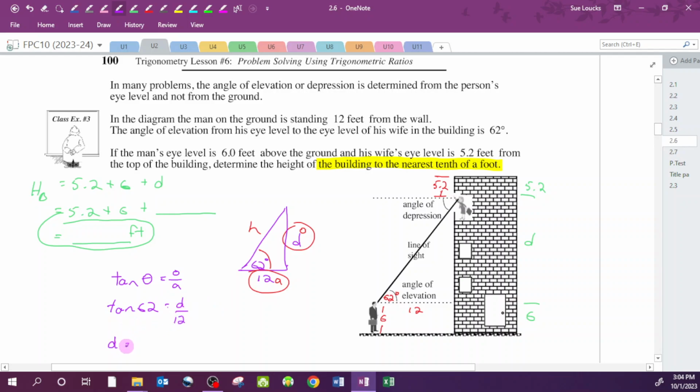So D equals 12 times tan 62, which is 22.5687. So I'm going to come up here to the nearest tenth of a foot. That's 22.6. And I throw all of that in my calculator, and I get 33.8 feet, and I'm finished that question.